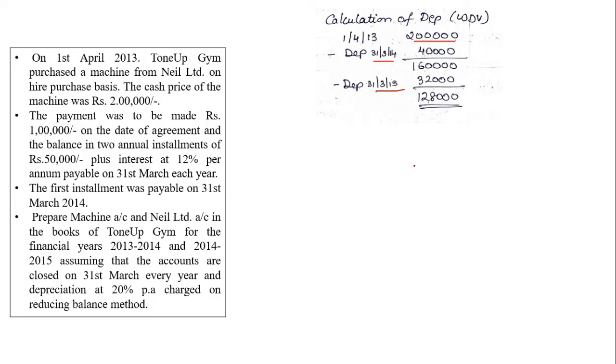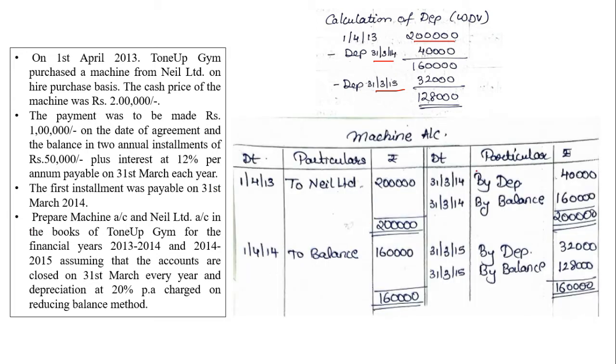Okay. Now, how to prepare the machinery account? Very simple. Date, particulars, rupees; date, particulars, rupees. In the first year, always remember the moment you buy a machine or any asset, it will always be to your hire purchase account. So on 1st April 13, to Neil account, because you're purchasing it from Neil, amount is 2 lakhs.